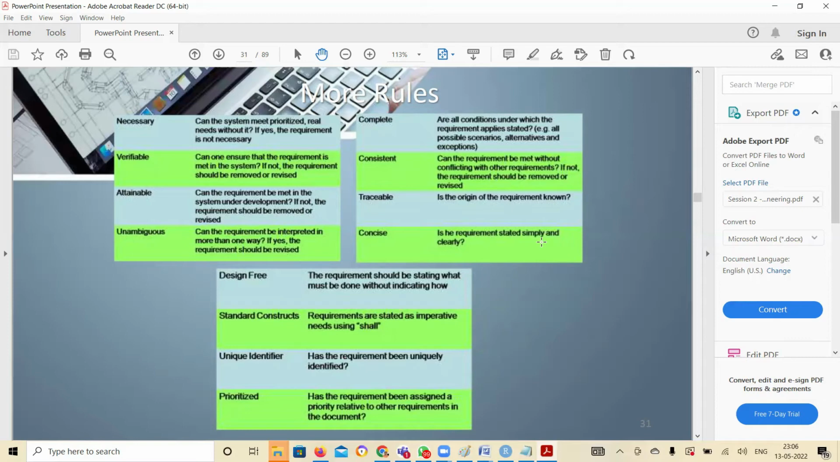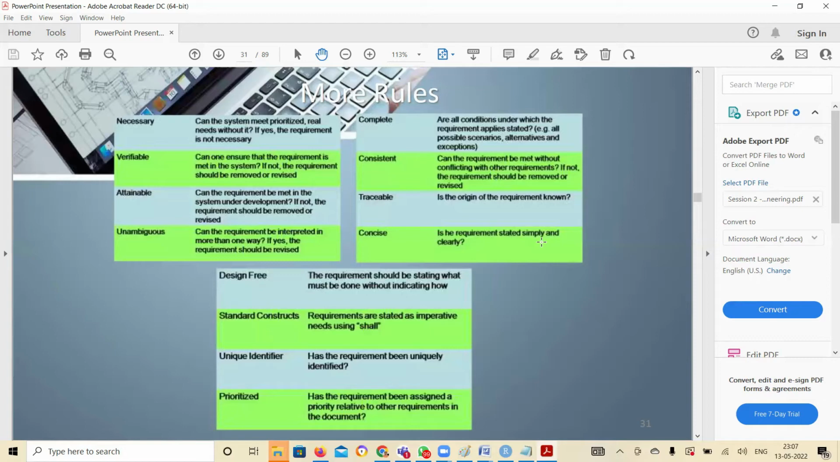Verifiable means you can test it. Attainable means can we achieve it. If I tell you something which you cannot complete, then why even try doing it? We can't achieve it. Unambiguous: the first line that we read last, that something should be validated, is ambiguous. You don't know what should be validated, by whom or how. So your requirement should not be ambiguous, it should be unambiguous.